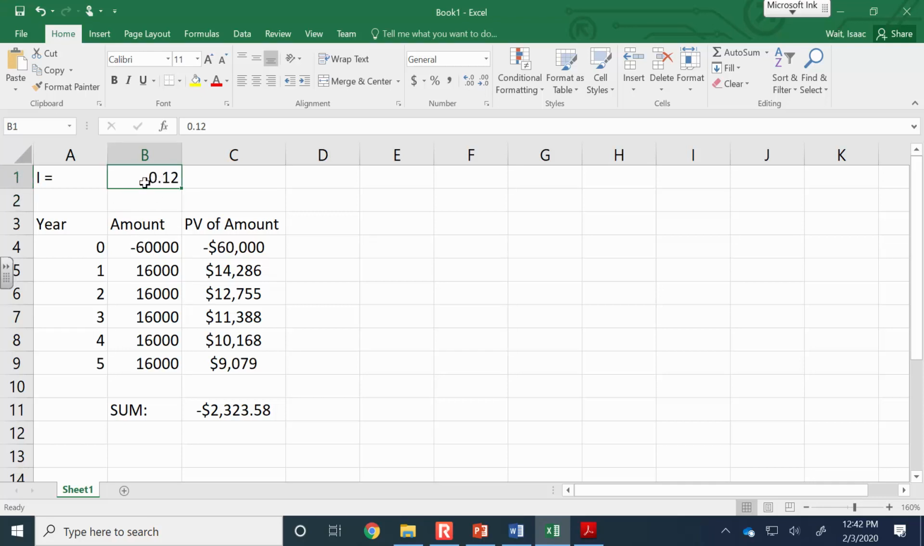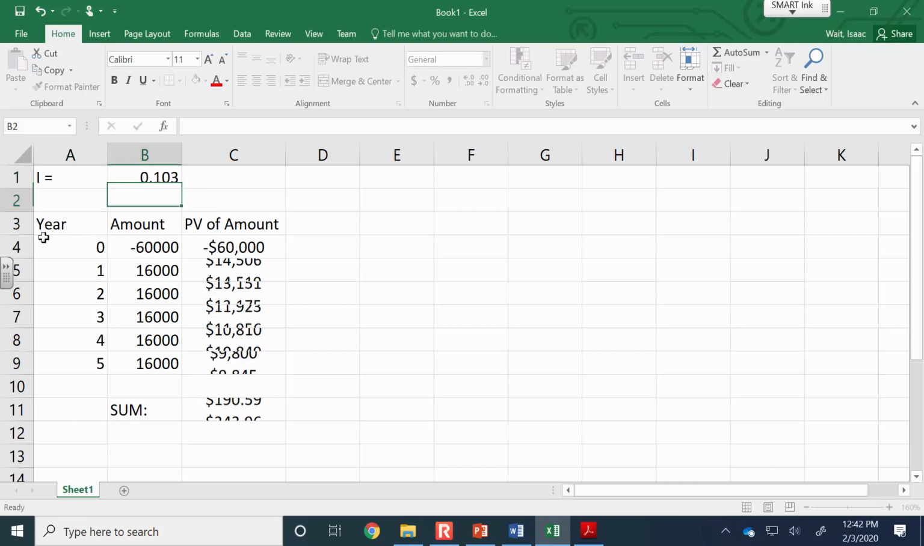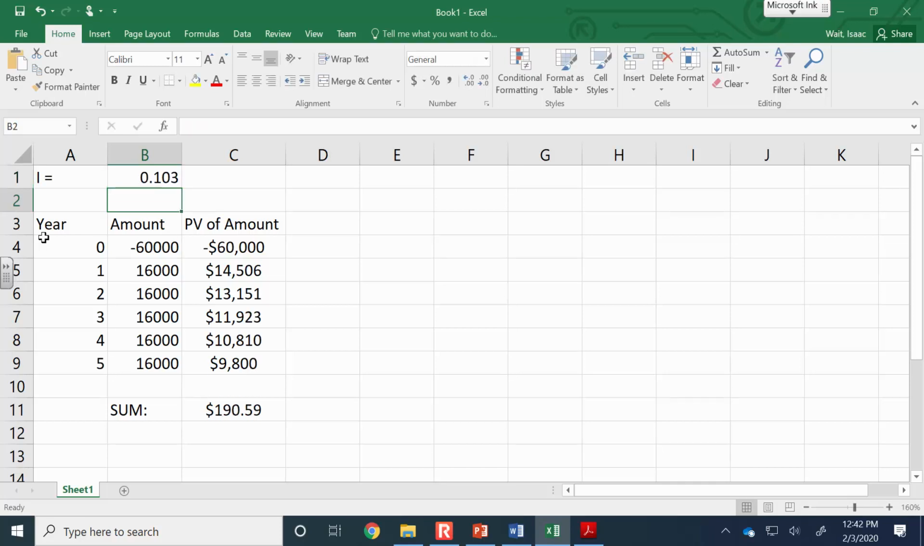So here's the thing that we want to do. We want to find what interest rate causes this sum to be 0. So it's somewhere between 10 and 12%. So what about 11? We've already gone too far. So now it's down in the negative territory. What about 10.1%? 10.2%? 10.3? This is getting tedious, right? Is there a better way?